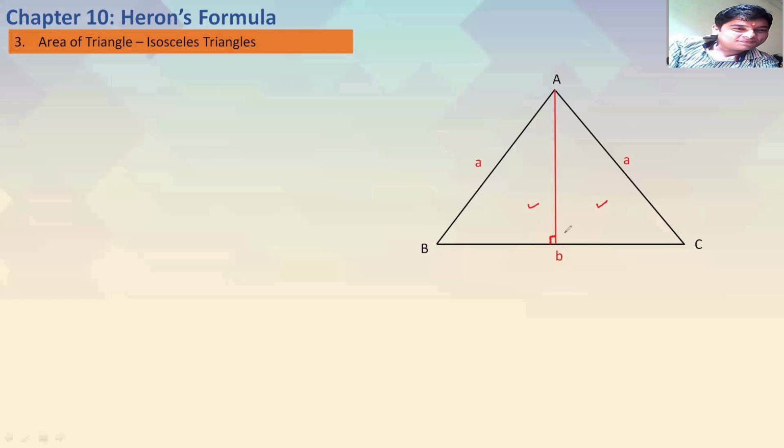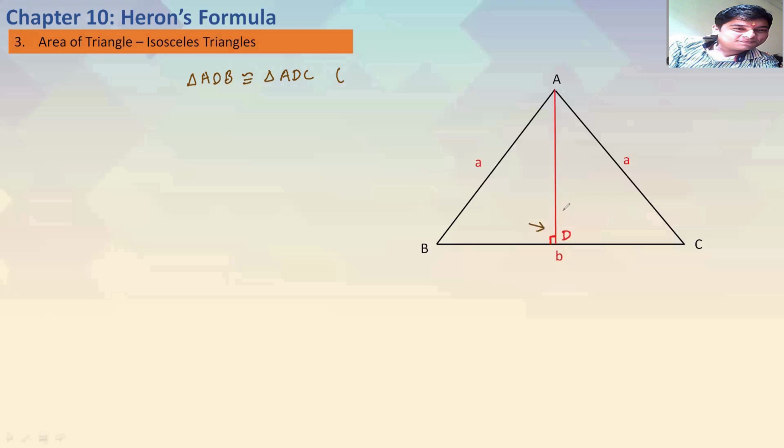Let's call this point D. Are these two triangles congruent? By which criteria are they? SAS, very good. Not SSS. Triangle ADB is congruent to triangle ADC by RHS, right?